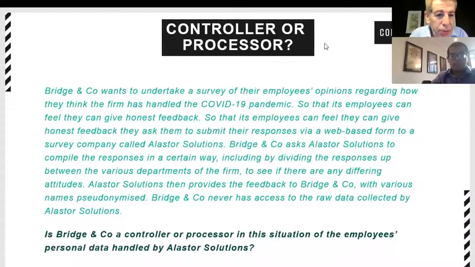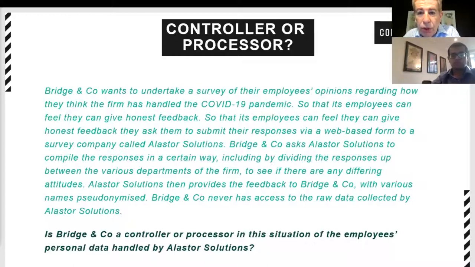Perhaps the thing that threw some people is that what Bridge and Co are receiving is pseudonymized, which means they can't easily identify the data subjects. It would take some work to do so. They never receive or have access to the raw data. But the critical fact is that whatever Alistair Solutions are doing, they are doing it under the instruction of Bridge & Co, and it's Bridge & Co that are determining the purpose. Therefore, they remain the controller, and Alistair Solutions are the processor. And we gave that example just to illustrate that it's not always easy to determine.